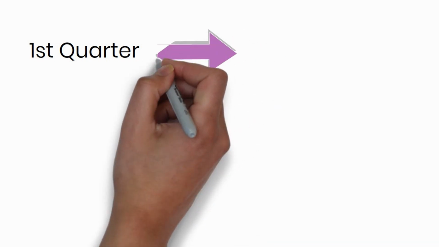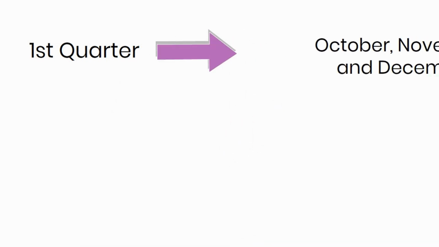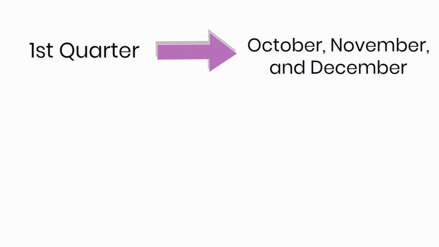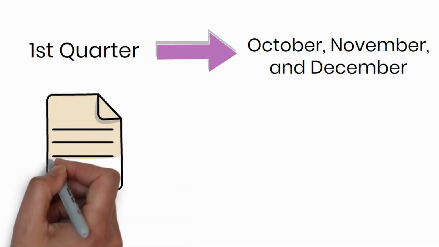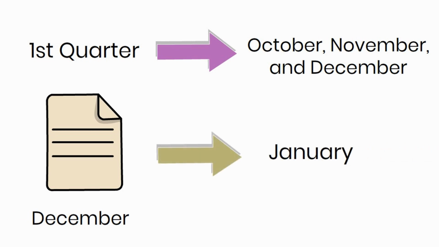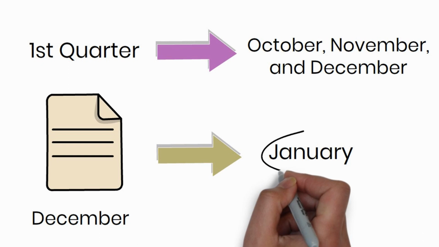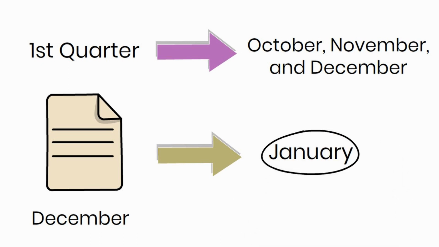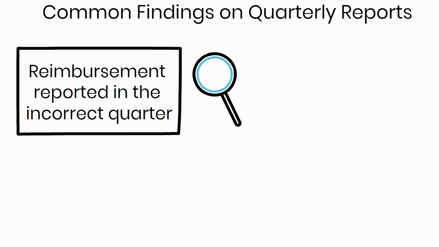For example, first quarter reimbursement would be the amount of reimbursement claimed in October, November, and December. Reimbursement is not based on the month received, since each sponsor submits their claim at different times. For example, a sponsor may submit a December claim in January. In this case, January would be the month that the claim was received, not the month in which the reimbursement was earned. The most consistent reporting method is based on when the reimbursement is earned.